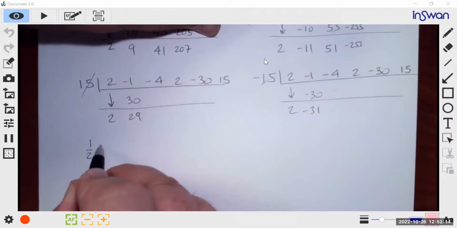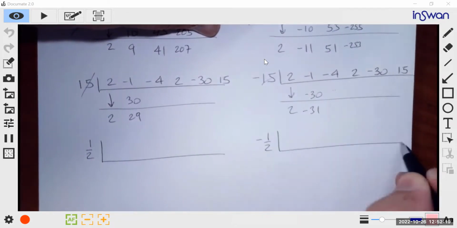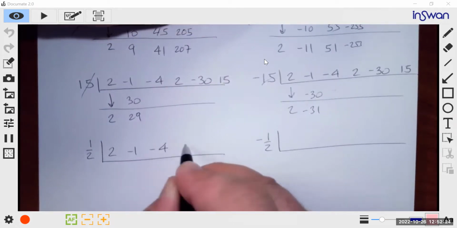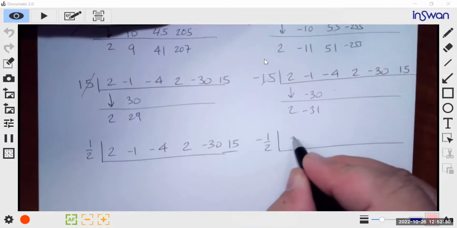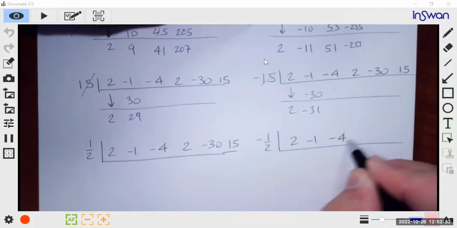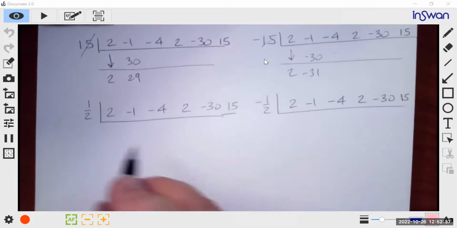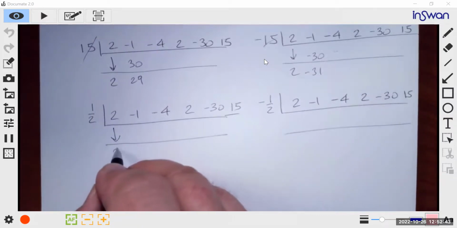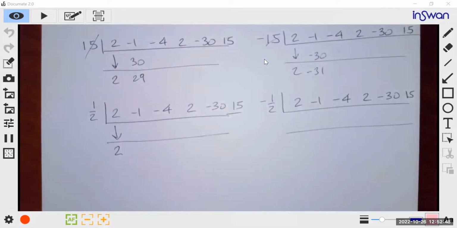-1/2. Instead of bobbleheading, I want you to try it yourself. Try to get it yourself, because that's the only way you're going to understand it.